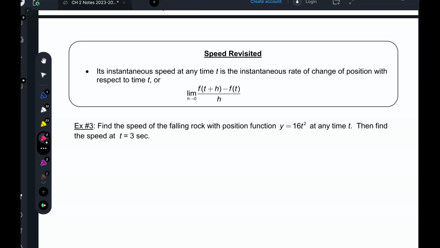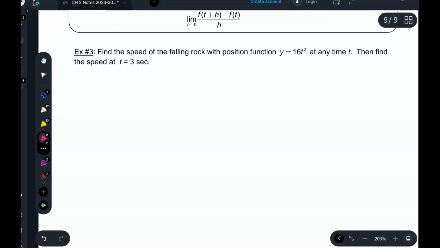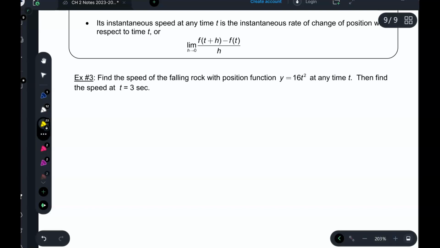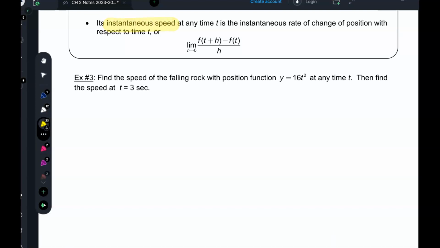Okay, speed revisited. This should look familiar because it's the exact same thing as tangent slope, right? So let's find the speed. This is the last thing. Instantaneous speed? Yes, this is instantaneous speed. If I asked you for the average speed, that means I need 2 different values, and then we're doing slope. If I say instantaneous speed, that means I'm using 1 point, which means I have to do the limit part. Does that make sense? So average speed uses slope, instantaneous speed uses the tangent slope.